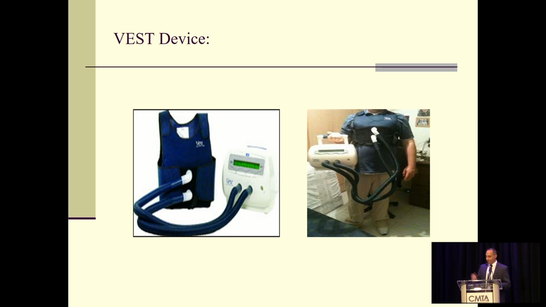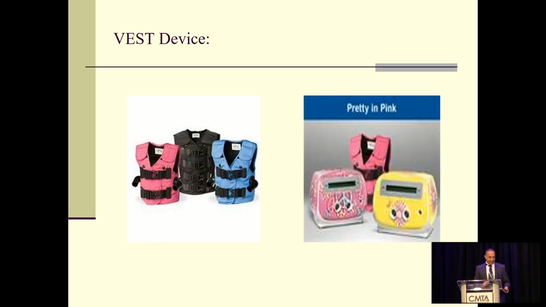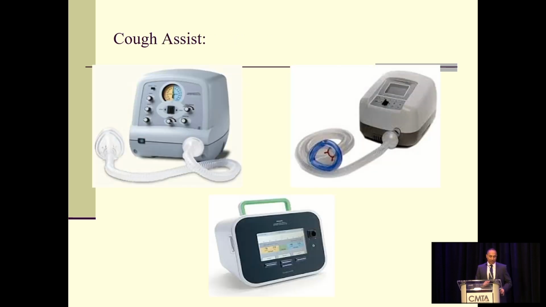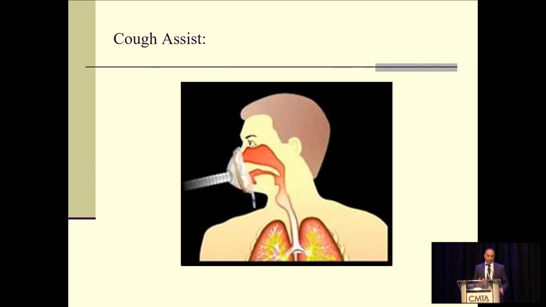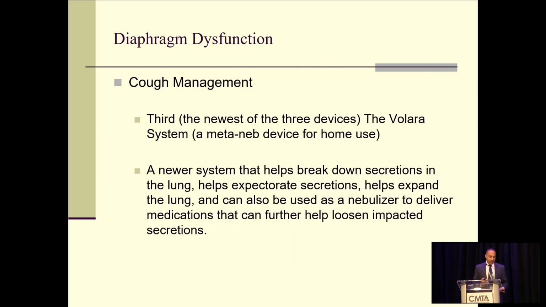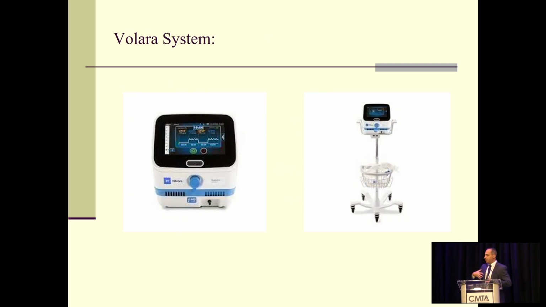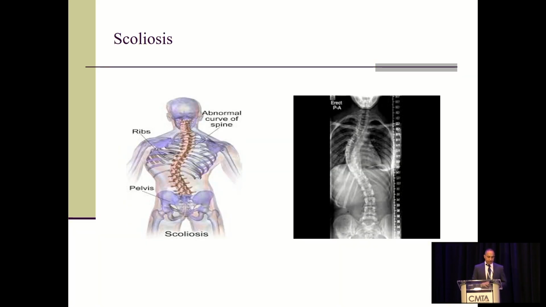It helps bring up the secretions. The second device is what's called a cough assist. It's a mask that you wear that will force you to cough. It takes your own cough and makes it stronger, forces you to cough it out. The third device is a newer device called a Vibralung, which is a nebulizer that vibrates as it's giving you the nebulization, and it helps loosen all the secretions and brings them up.